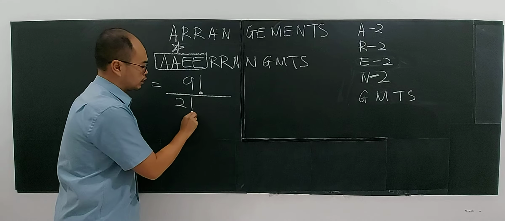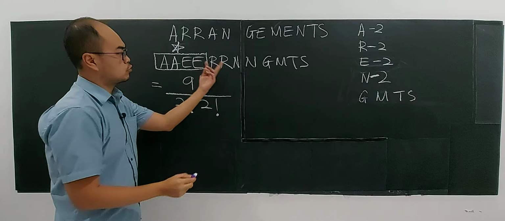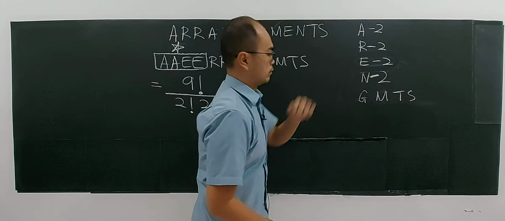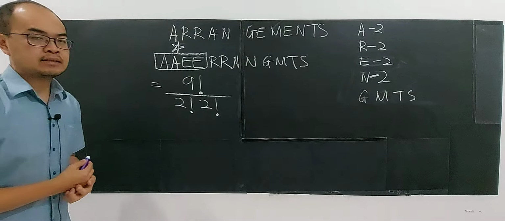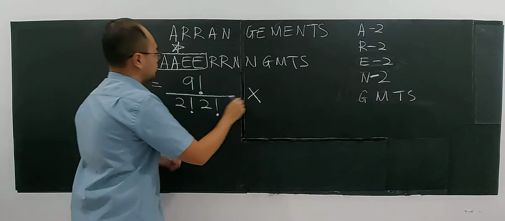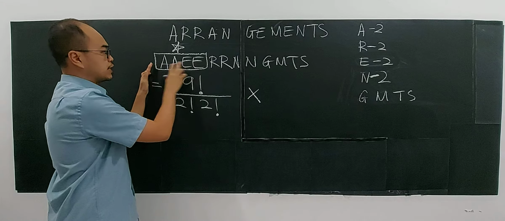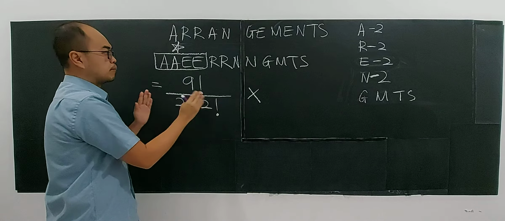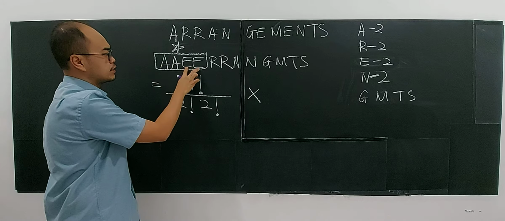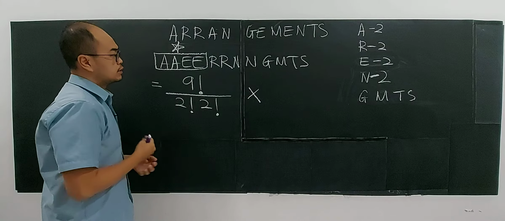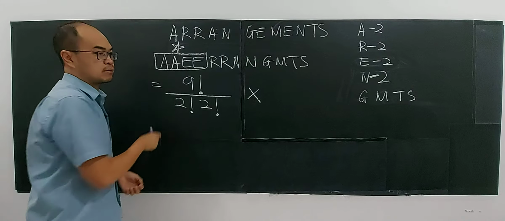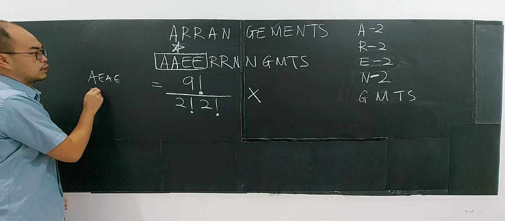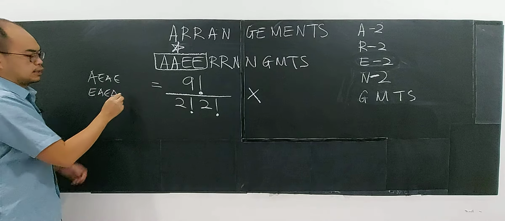So it means 2 factorial over 2 factorial, because you have 2R and 2N. But this is slightly different, because why? Because if all of this is A, then this will be your answer, right? But because among AAEE, even though they are together, they can actually be rearranged among themselves. It can be AE or EA, right? Can be anyway.